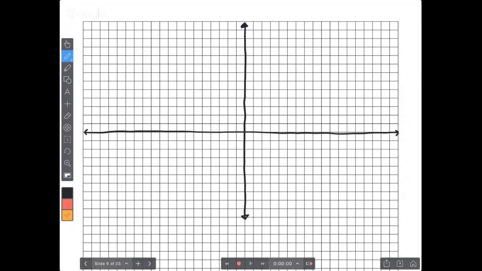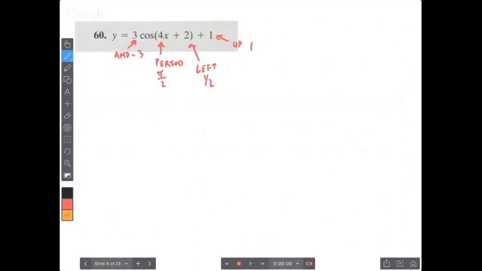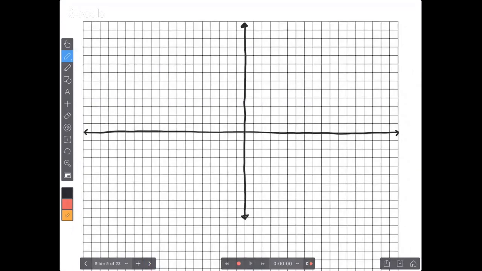Anyway, I'm going to start by graphing in orange. Let's see, my original function was 3 cosine of 4x plus 2 plus 1. I'm going to do it without the phase shift first, just like last time. 3 cosine of 4x plus 1. So in orange, I'm going to do 3 cosine of 4x plus 1.